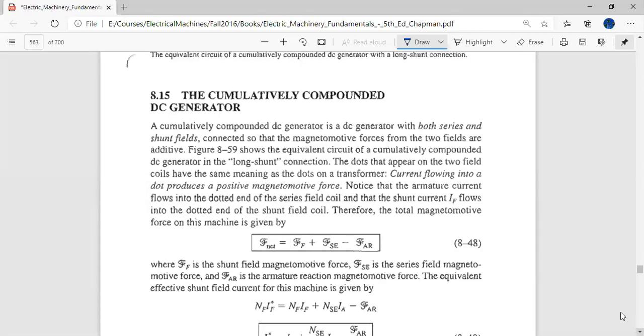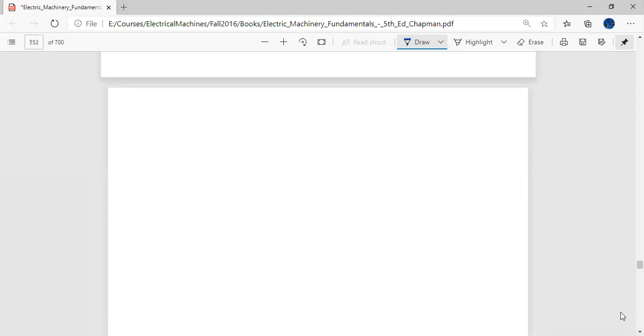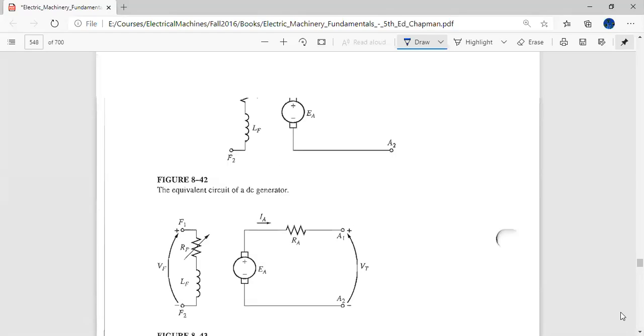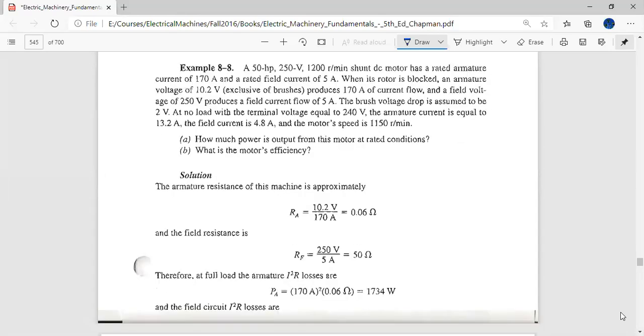So let's look at numerical. Let's look at this first numerical, which is here. This is very easy stuff if you can understand the motor. Okay, so over here, this is example 8.8.